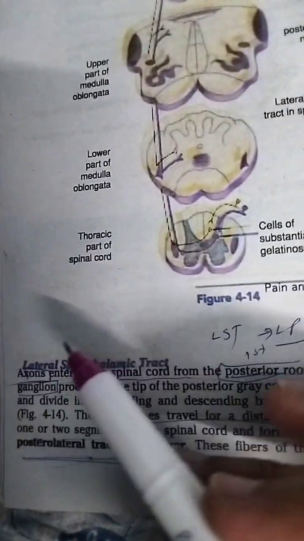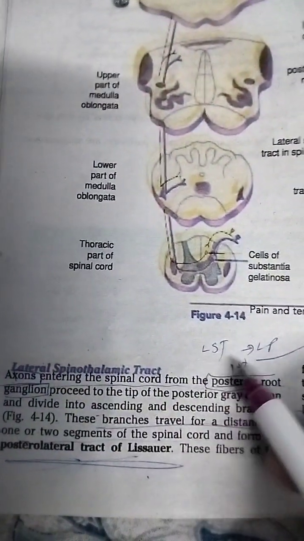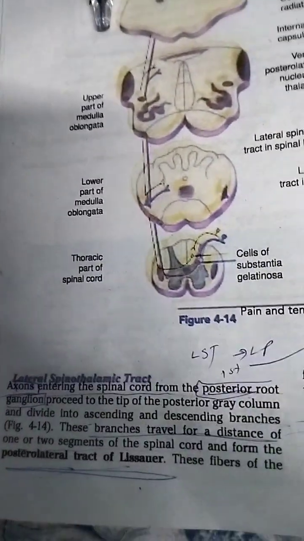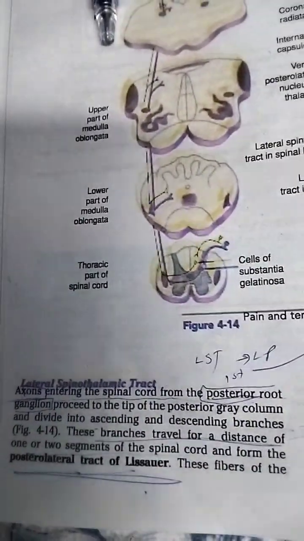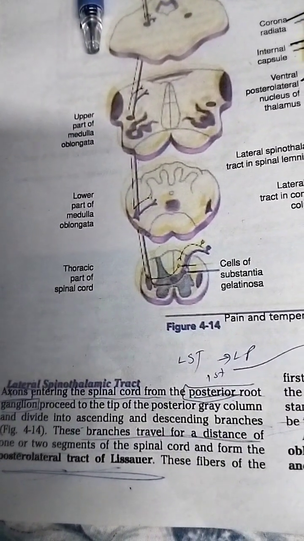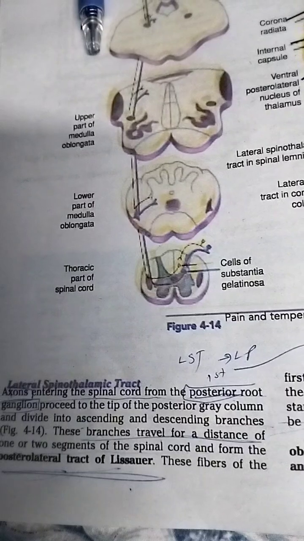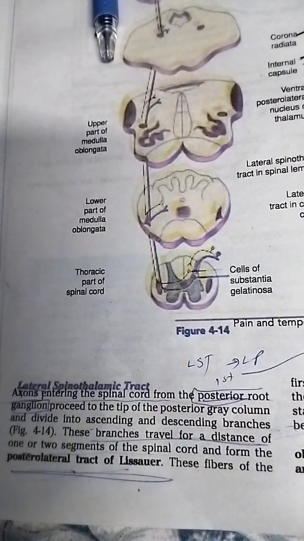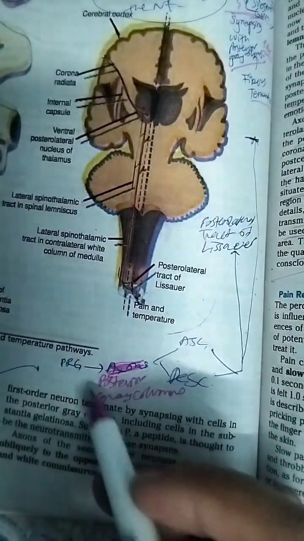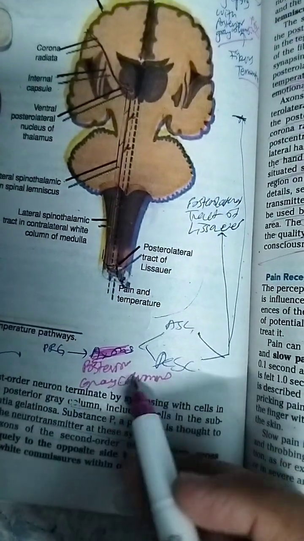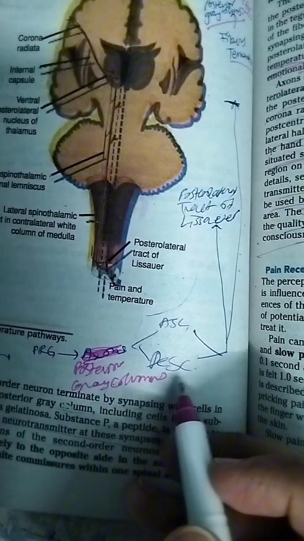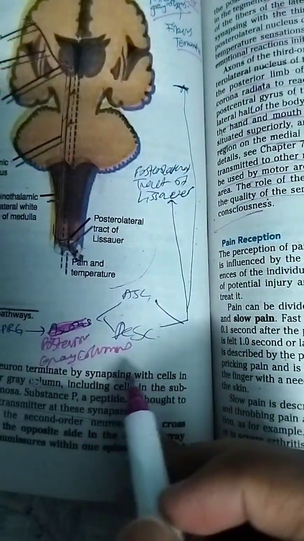Now let's talk about something that is extremely important, which is the lateral spinothalamic tract. Do you remember what I told you before? What kind of sensations are going to pass? I want you to remember pain and temperature at first. All right. Remember the receptors, which are the free nerve endings, and then the first order neurons, which are the posterior root ganglion. When the fibers reach the posterior gray column at the root, they divide into ascending and descending fibers, and then they form the posterolateral tract of Lissauer.